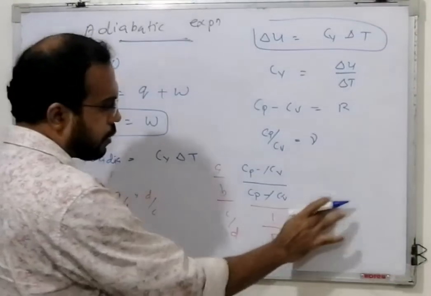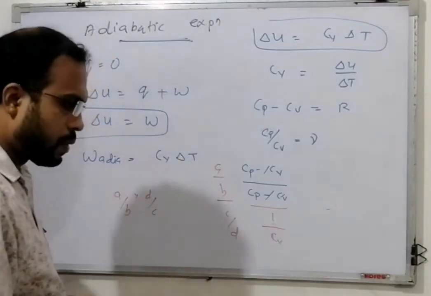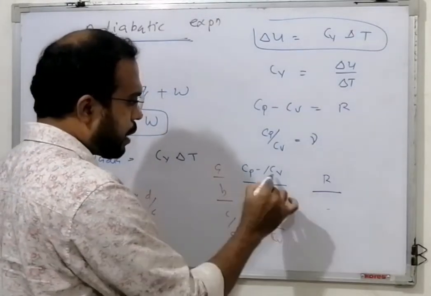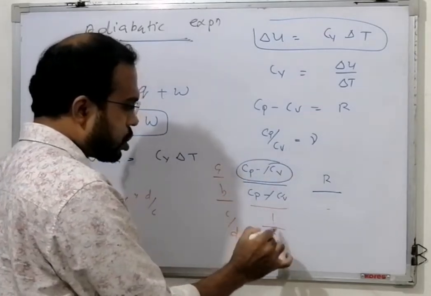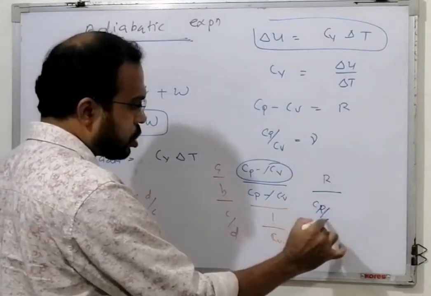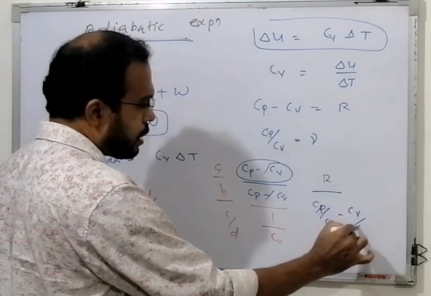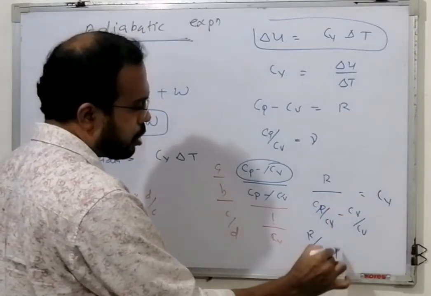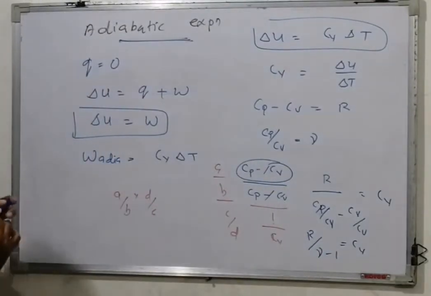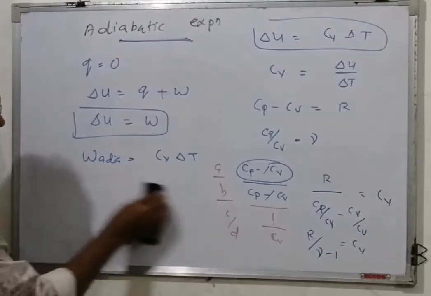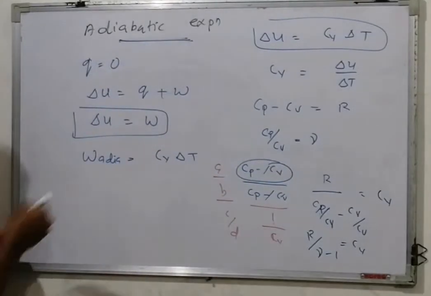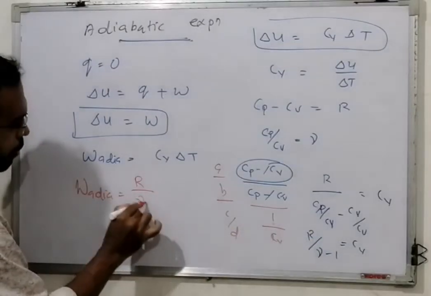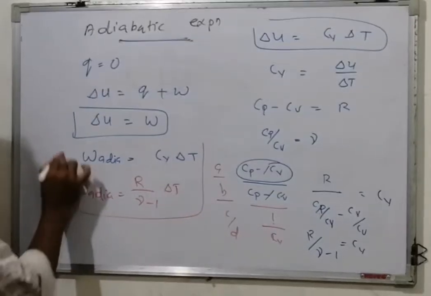Now, what is this? Look here, this is R. Now I just change this. Here I will do Cp by Cv minus Cv by Cv is equal to R by Cv. That is R. This is gamma. Gamma minus 1 is equal to R by Cv. Therefore, a very, very important equation, again, for an adiabatic work: W adiabatic is equal to, what is Cv? R divided by gamma minus 1, delta T. This is adiabatic work.